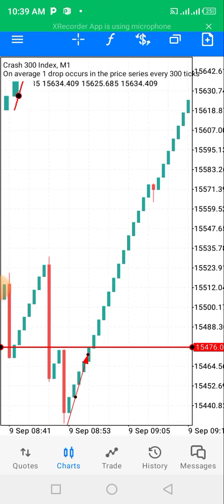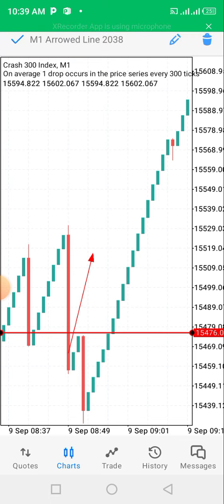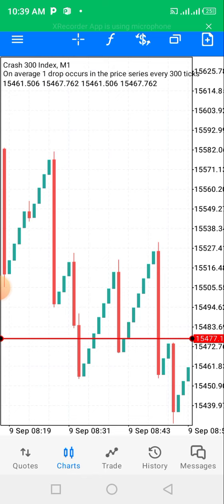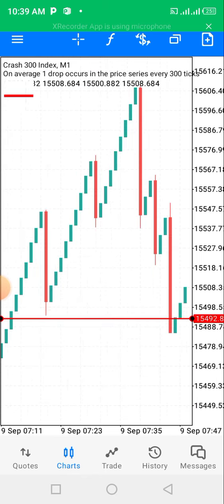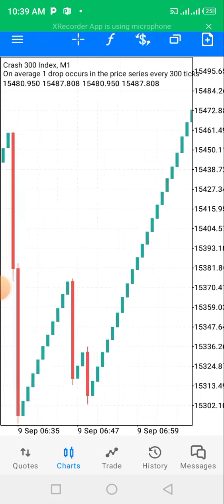Because this is your entry, if it breaks this position and this happens again and there's no spike, you close your trade. So guys, this is very simple. I've used this strategy and it's working perfectly fine for me. Let me show you another example.